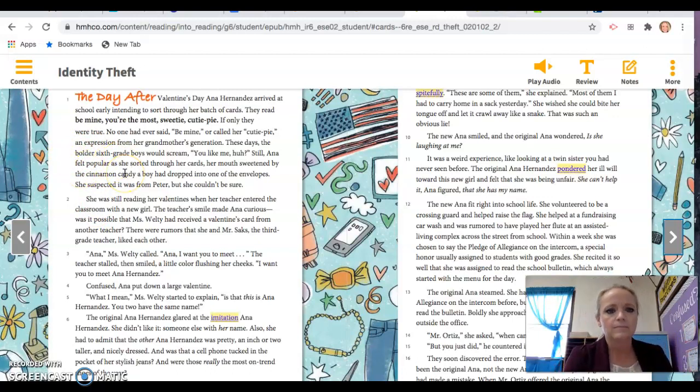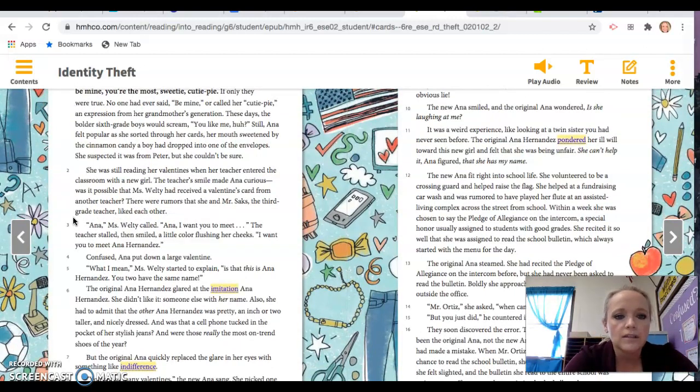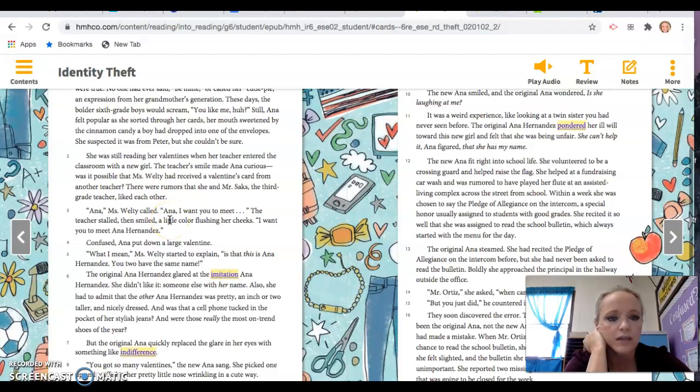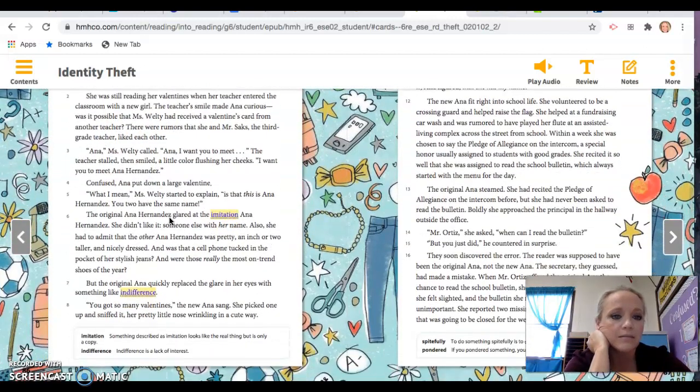She was still reading her Valentines when her teacher entered the classroom with a new girl. The teacher's smile made Anna curious. Was it possible that Ms. Welty had received a Valentine's card from another teacher? There were rumors that she and Mr. Sachs, the third-grade teacher, liked each other. "Anna," Ms. Welty called. "Anna, I want you to meet..." The teacher stalled, then smiled, a little color flushing her cheeks. "I want you to meet Anna Hernandez."